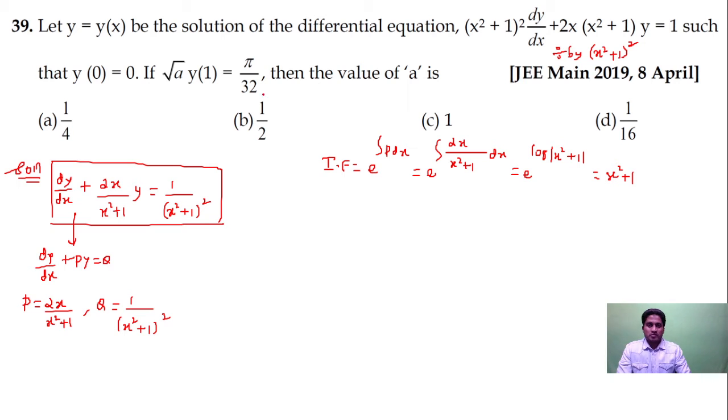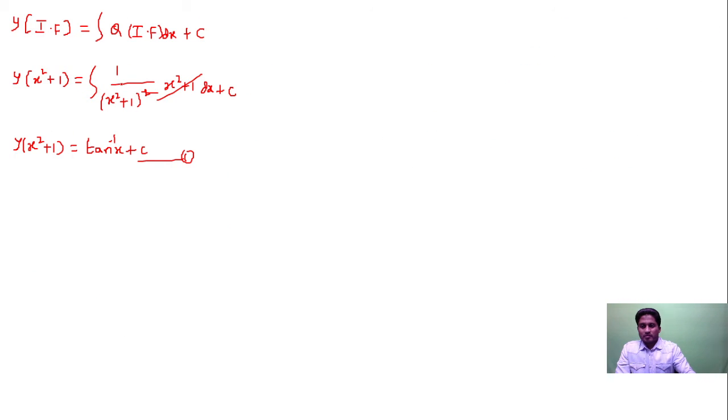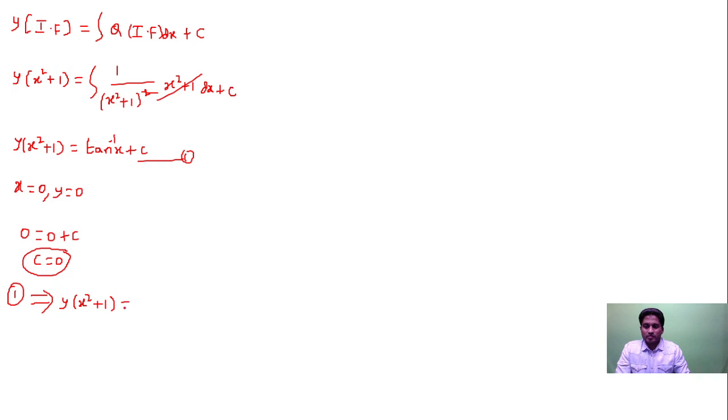What are the boundary values? Y of 0 is equal to 0. That is, when x is equal to 0, y will be equal to 0. So you get 0 is equal to 0 plus c, so c is equal to 0. Substitute back the value of c. So this equation becomes y into (x² + 1) is equal to tan inverse of x.